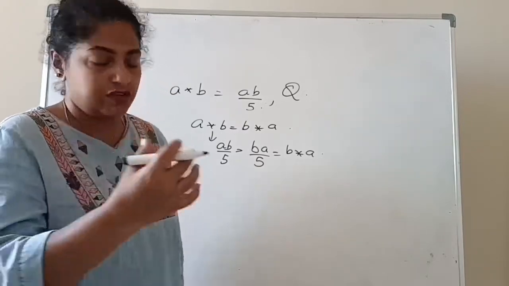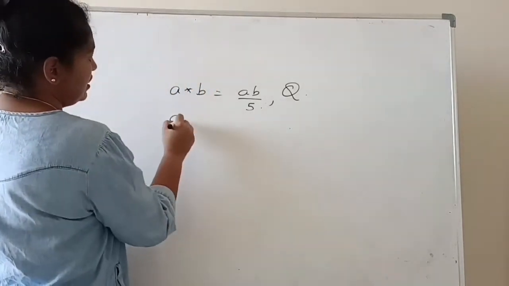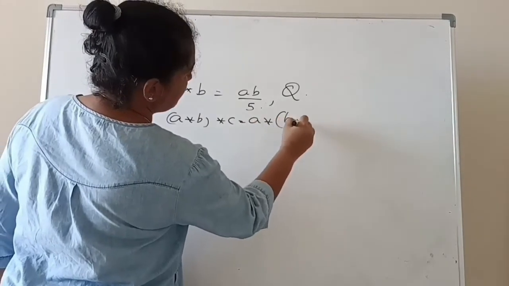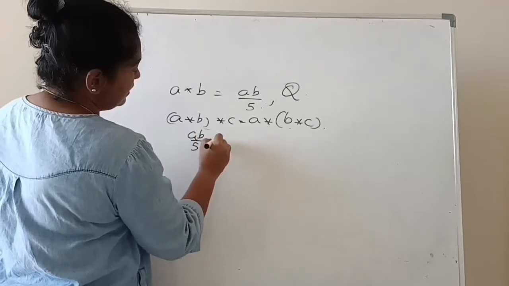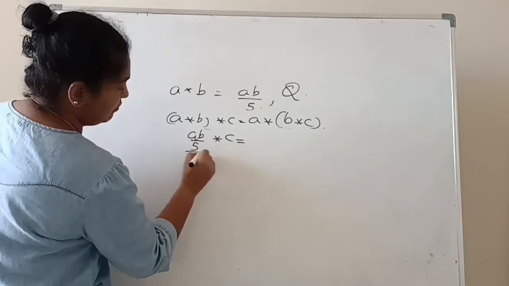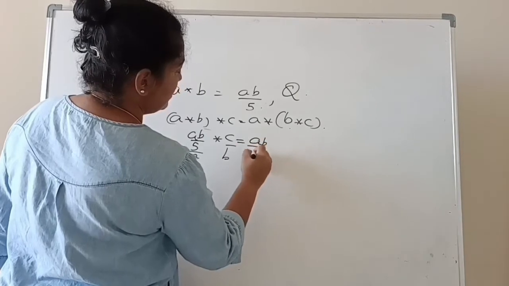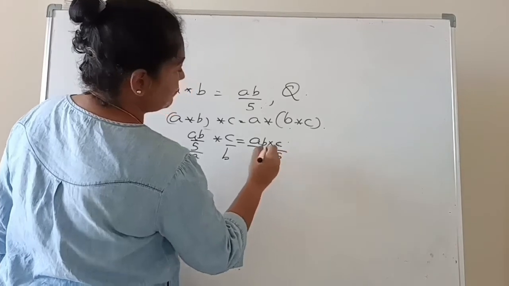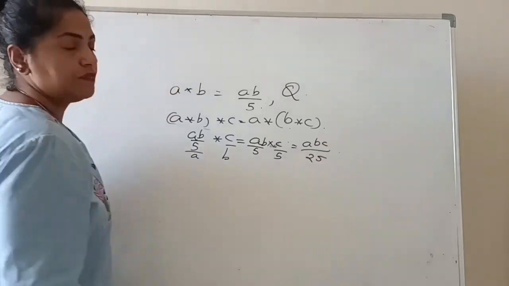Right? Now, let us check the associativity. For associativity, you know that A binary B, binary C has to be equal to A binary B binary C. What is A binary B? It is AB by 5. AB by 5 binary C will give you, now when I am taking in this form, this is my A now and this is my B now. So, I will get A into B by 5, so ABC by 25. Right?